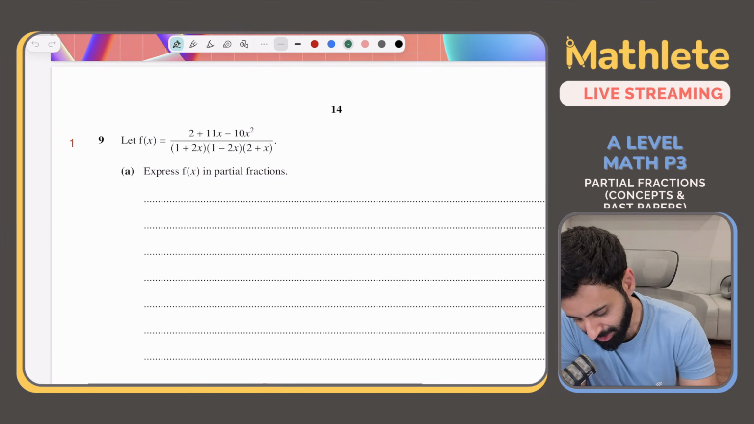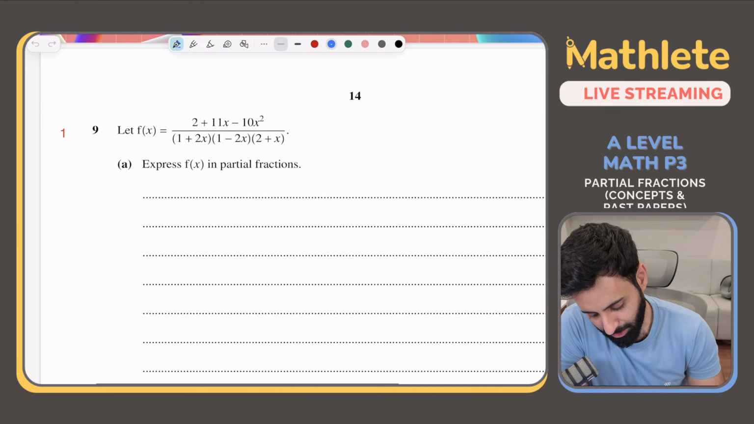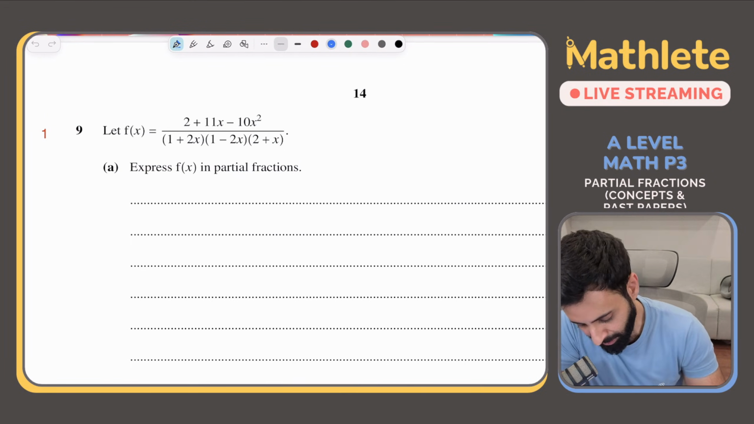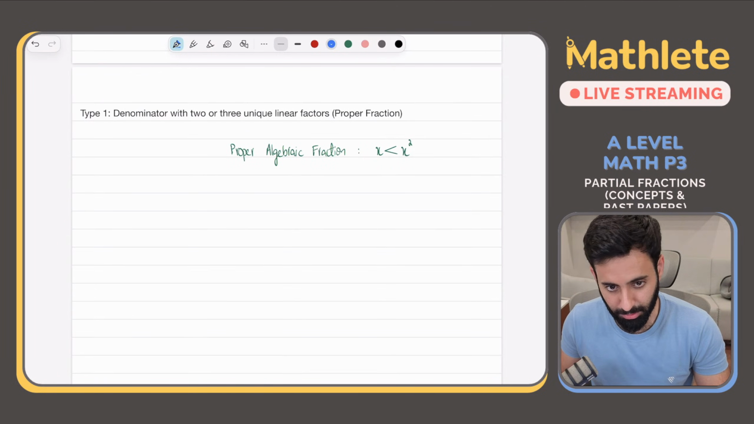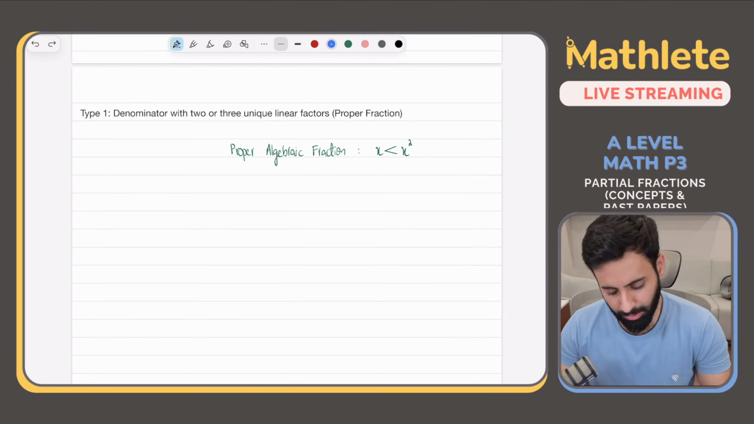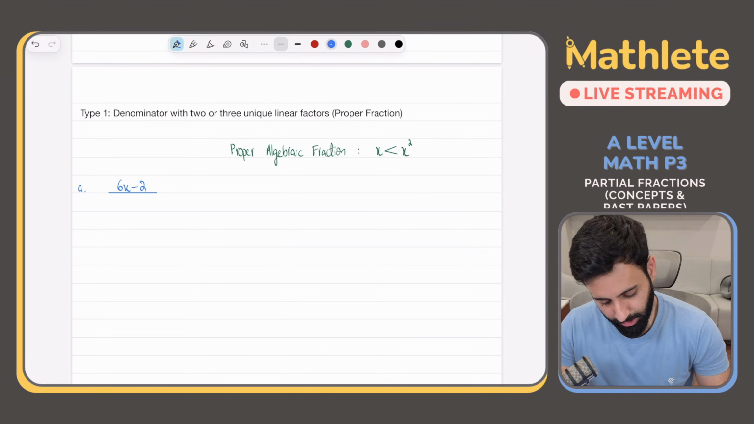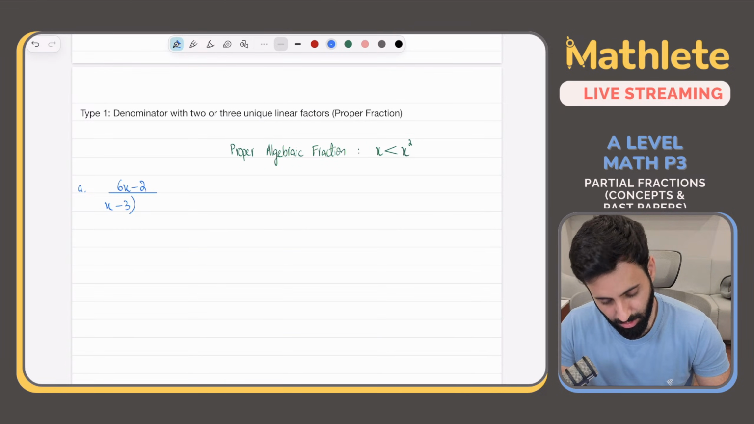So let's solve this question. This is the first type. We have a denominator with 2 or more linear factors. Let me also write the notes by hand so that you guys can see how we're supposed to do it. Let's do an example question not from past papers, and then we'll do a past paper question. Let's suppose that you have the following: 6x minus 2 over x minus 3 into x plus 1.